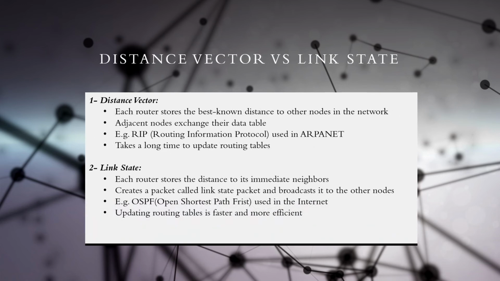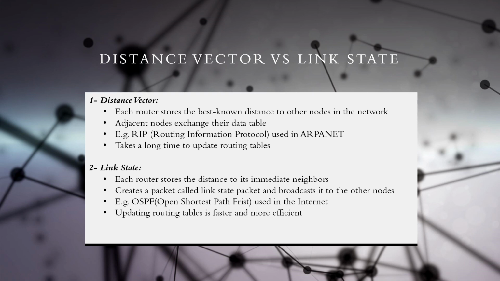In distance vector routing, each router has a table that stores the best distance to every other node with the output link. Adjacent nodes exchange their tables to update their routing information. RIP, or Routing Information Protocol, is a distance vector algorithm that was used in ARPANET. In a distance vector algorithm, each node stores information of every other node in its table, which makes routing tables large and their updating a lengthy process.